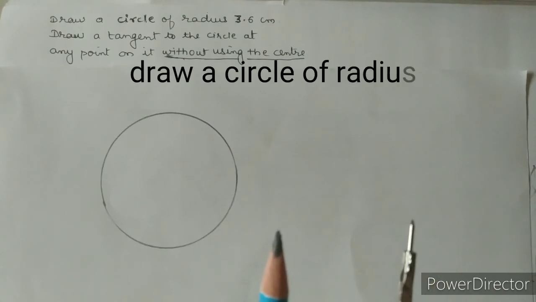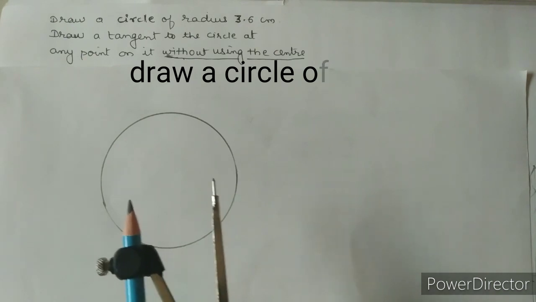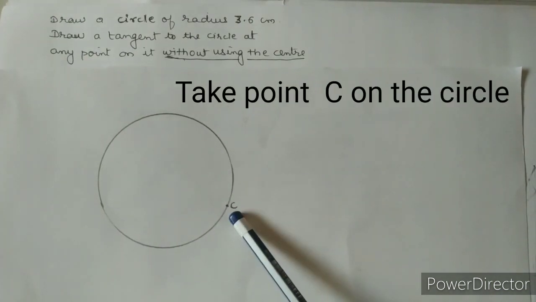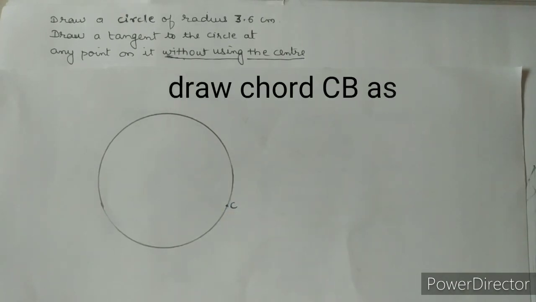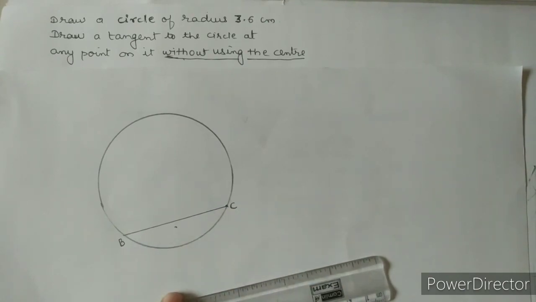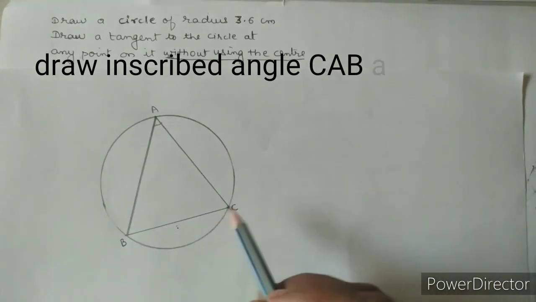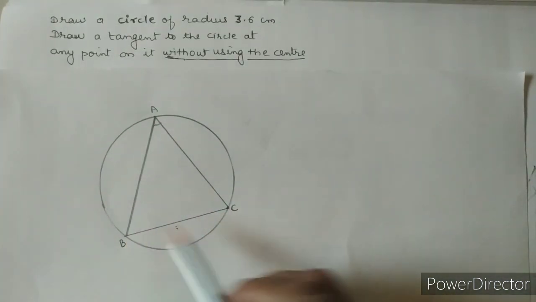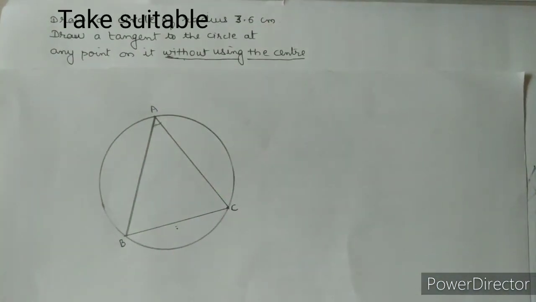By taking distance of 3.6 between the tips of compass, I have drawn circle of radius 3.6 cm. I have taken point C on the circle. Now I have to construct tangent at C. First, I will draw chord CB. Then this inscribed angle CAB. See, I have taken point C, then drawn chord CB, then drawn inscribed angle CAB.